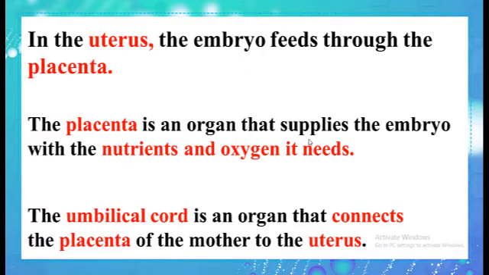In the uterus, the embryo feeds through the placenta. The placenta is an organ that supplies the embryo with the nutrients and oxygen it needs, and the umbilical cord is an organ that connects the placenta of the mother to the fetus.